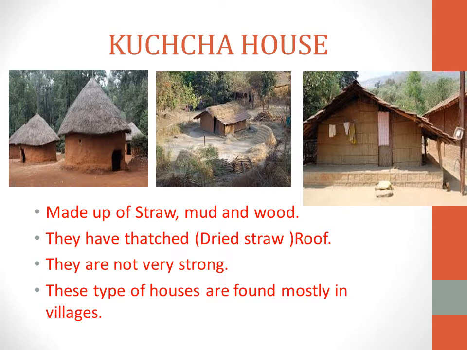So, what did we see now? We saw about Kacha house. So, what is Kacha house? It is made up of straw, mud, and wood. The roof of it is called a thatched roof. And these types of houses are not very strong.